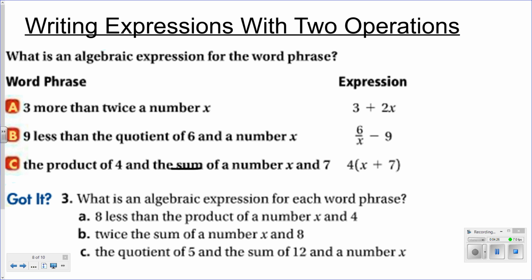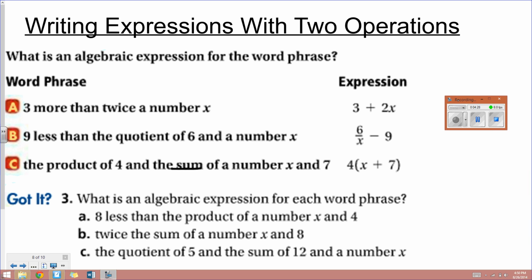So try the Got It part right here. What is an algebraic expression for each word phrase? 8 less than the product of a number x and 4, twice the sum of a number x and 8, and the quotient of 5 and the sum of 12 and a number x.